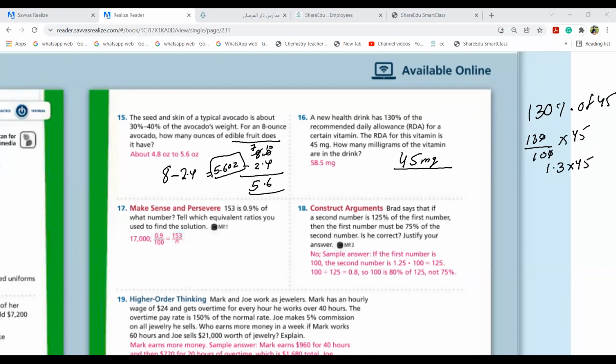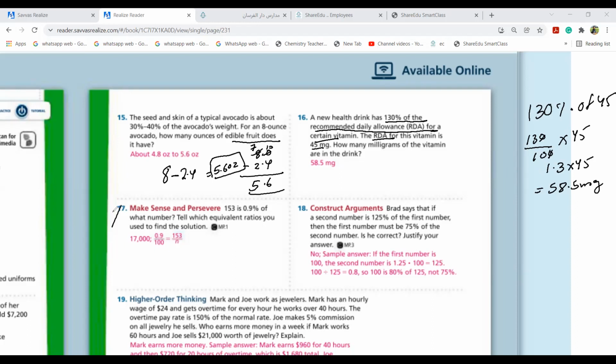When I do 1.3 times 45, I get 58.5. I get this as 58.5 mg. See how twisted they asked. They told you 130% of the recommended daily allowance of the vitamin. And how much is the RDA of the vitamin? 45 mg. So that's why 130% of 45 is 58.5 mg.